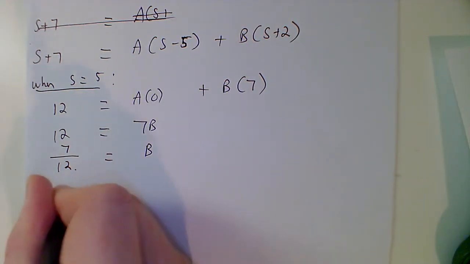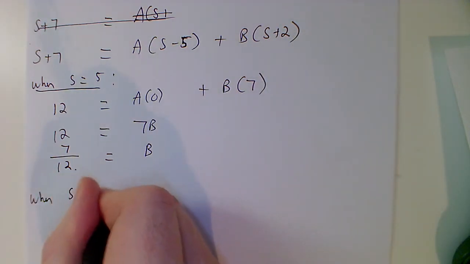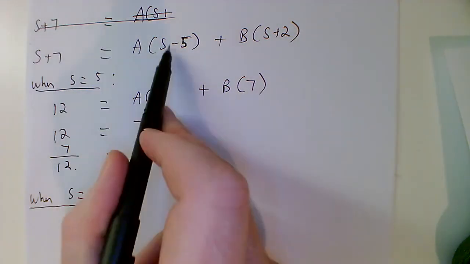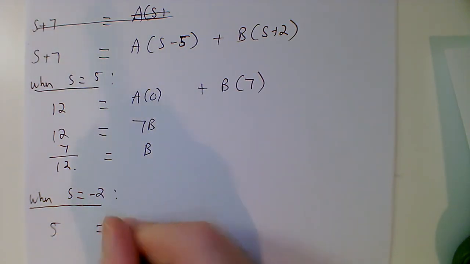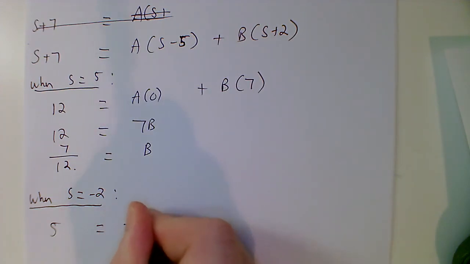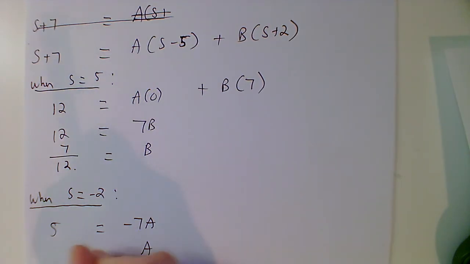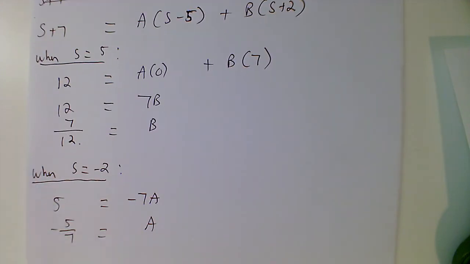Right then, when s equals, right, this fraction again, well what's going to make that bracket 0? Negative 2. So make every s in here a negative 2. So 5 equals negative 2, take away 5, so that's negative 7a plus 0. So a is negative 5 over 7. Okay.